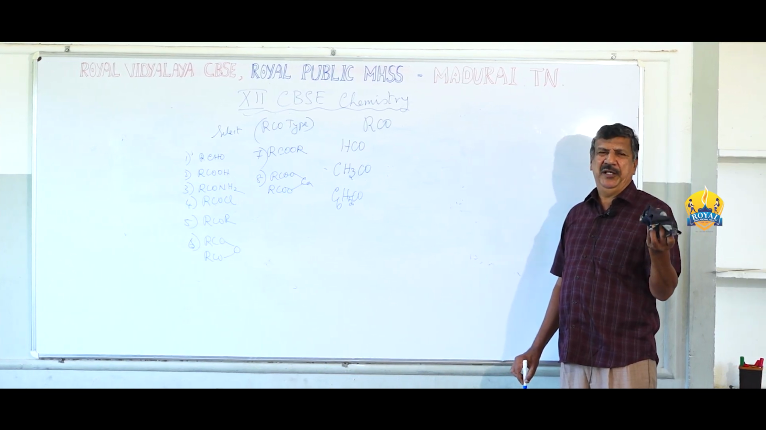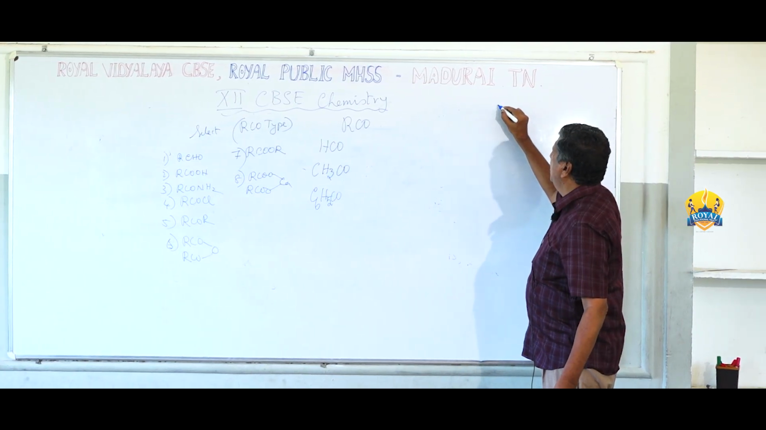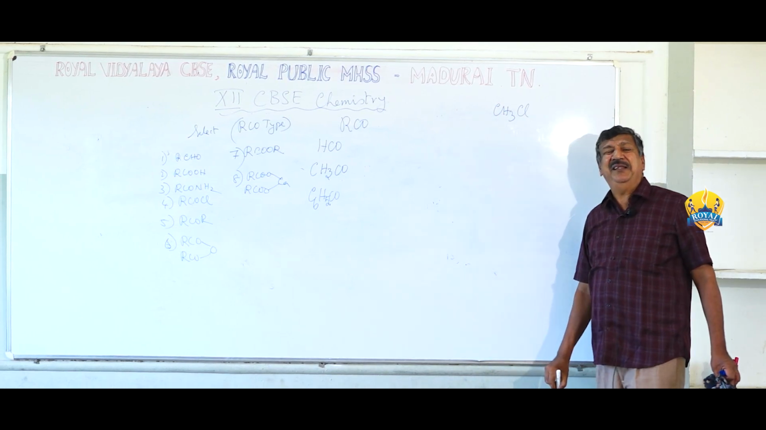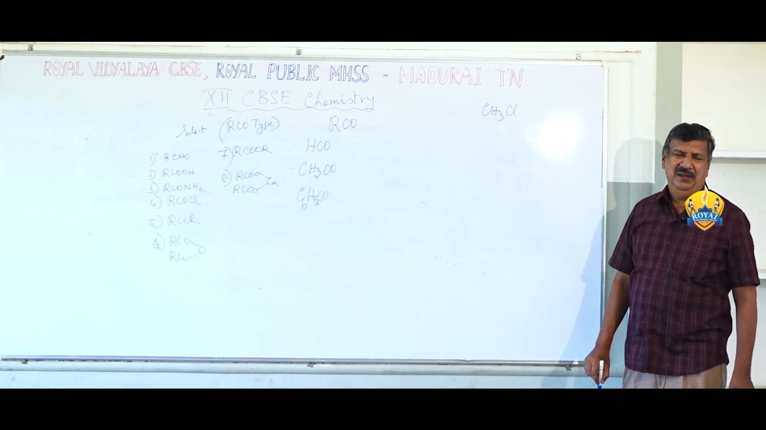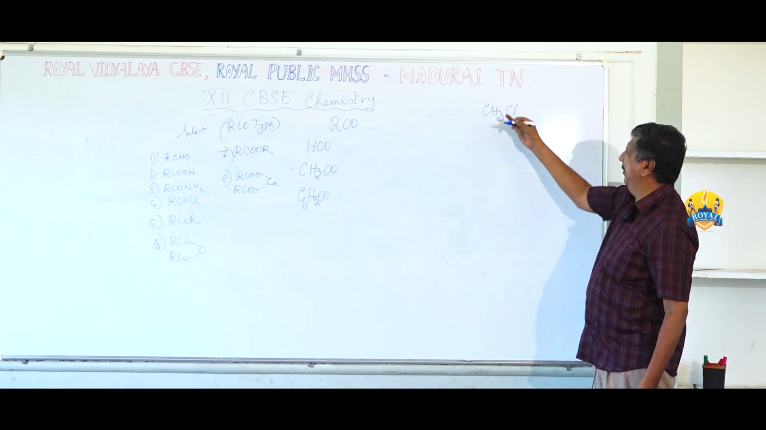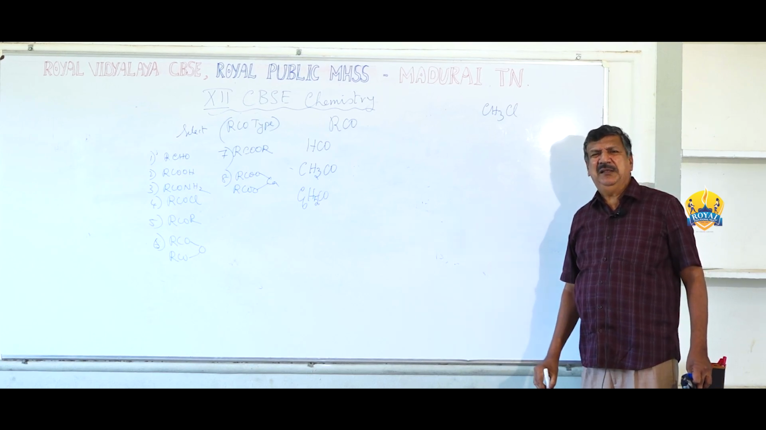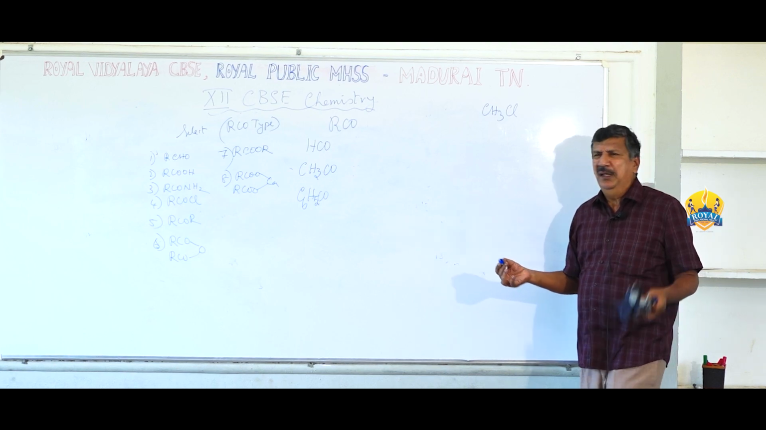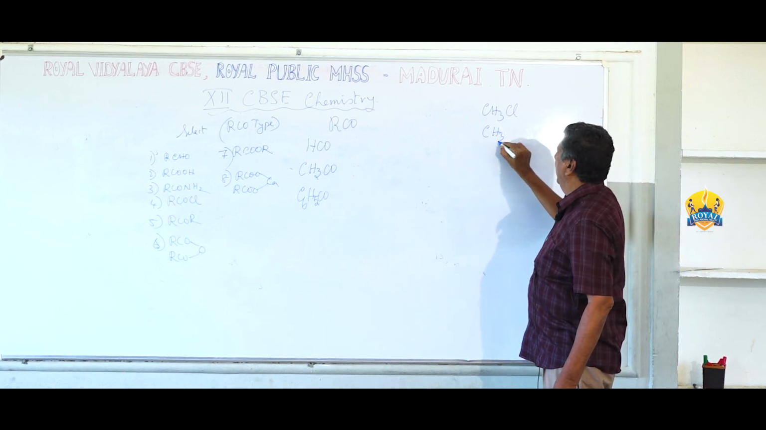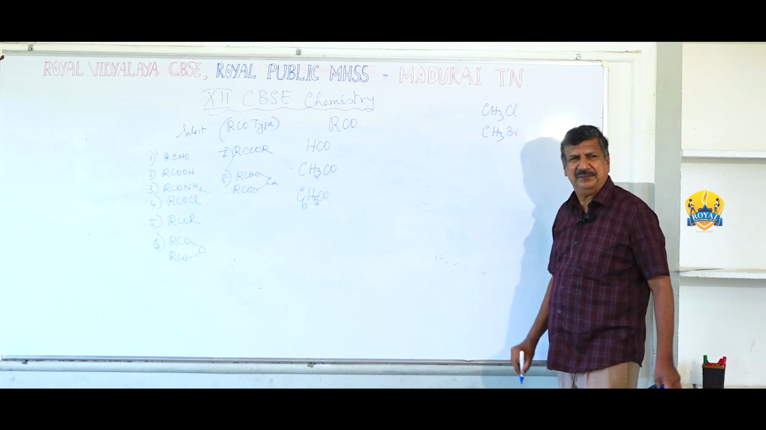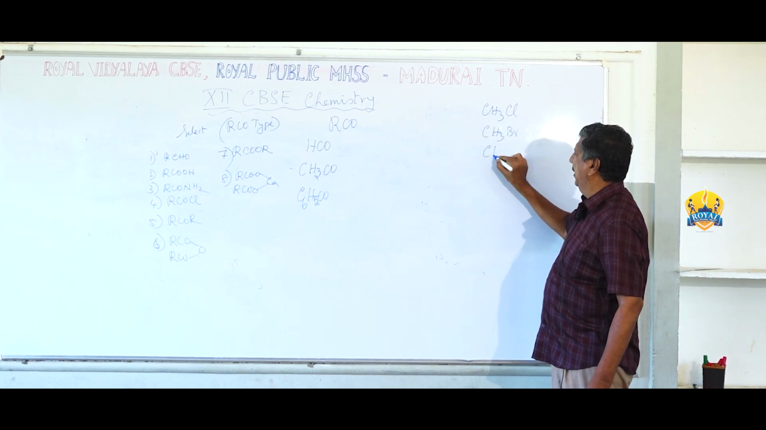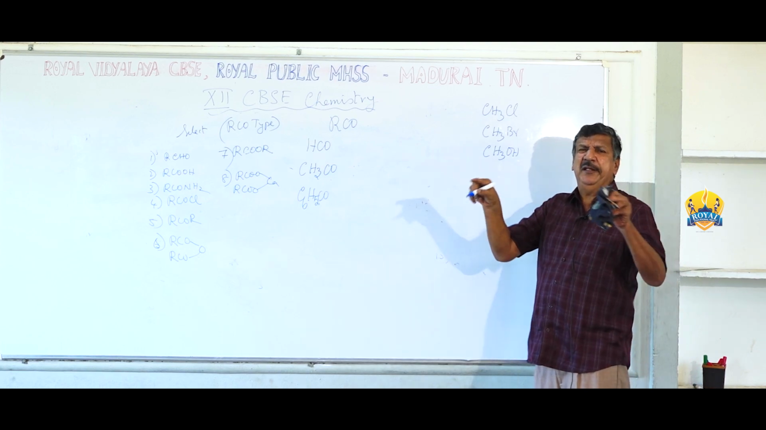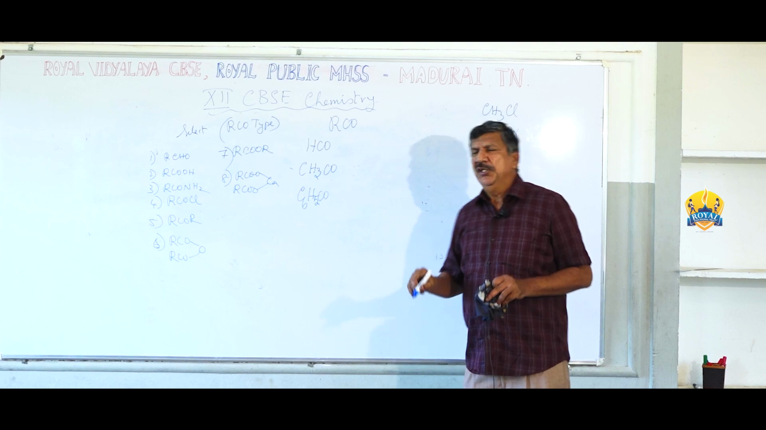Now, I will just ask one question. In 11th standard, they will tell you this compound is methyl chloride. You all know, methyl means CH3, chloride means Cl. That's also very easy. And this they will call methyl bromide. This they will call methyl alcohol. So, what will be in your mind as a student?